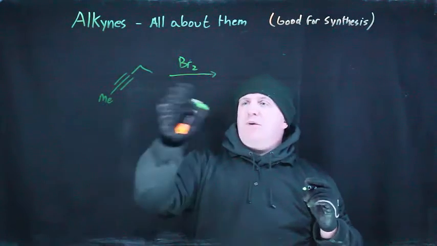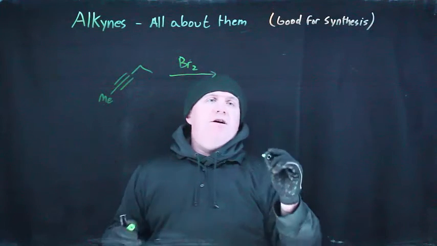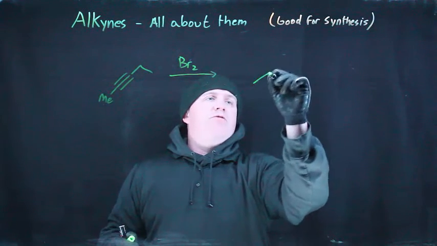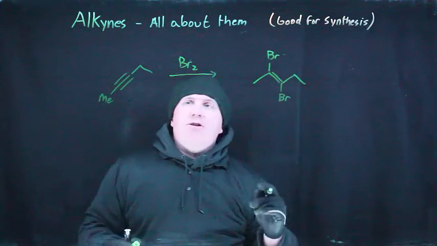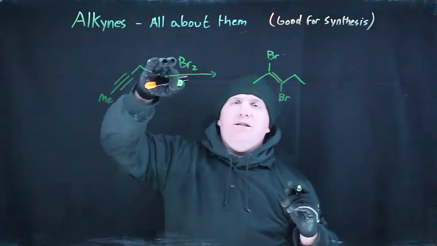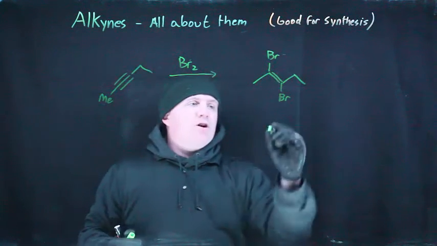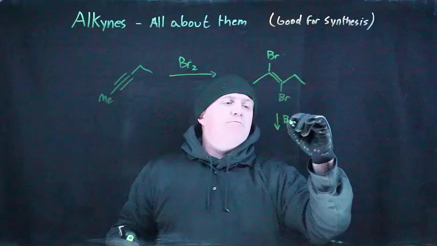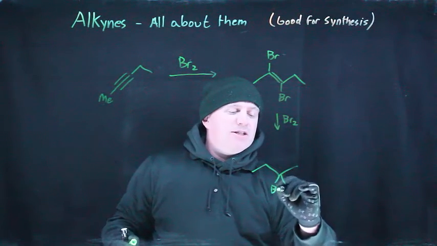Leaving the mechanisms behind entirely, though, if you were to subject this material to one equivalent of Br2, then what you would form is the vicinal dibromo species that you might expect. And of course, mechanistically, what's going to happen is the triple bond attacks, creating the cation, and the other bromine adds, but it leads to this material as drawn. Of course, using a second equivalent of Br2 will then simply generate the tetrabromo species that you'd expect.